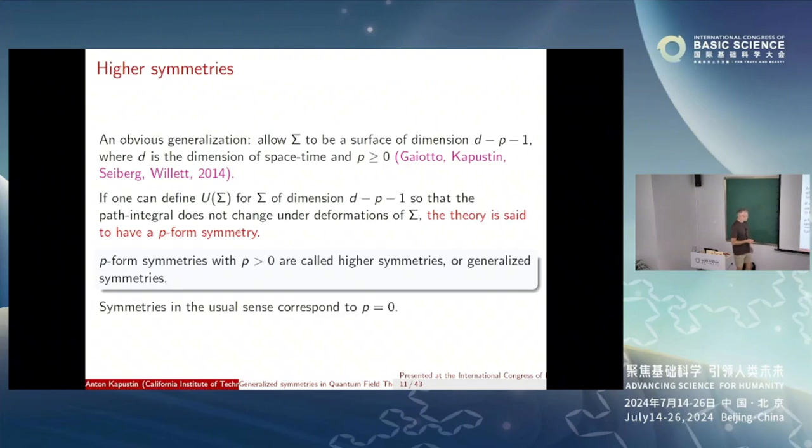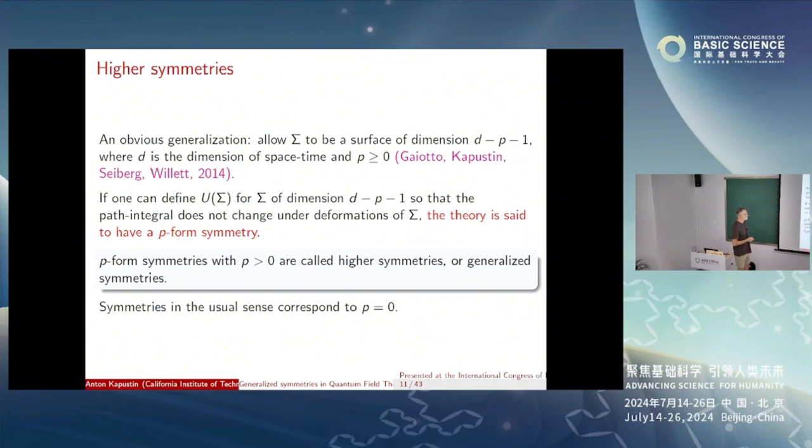Now here we have an obvious generalization. Why don't we allow sigma to be just the surface of some dimension d minus p minus 1, where p is some parameter that must be greater than or equal to 0? And this is what we did in this paper with Davide Gaiotto, Nathan Seiberg, and Brian Willett in 2014, in a paper called Generalized Global Symmetries, sometimes also called higher symmetries. Higher meaning that p is strictly greater than 0.